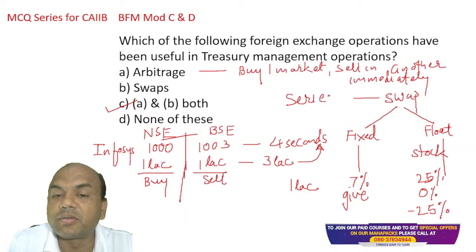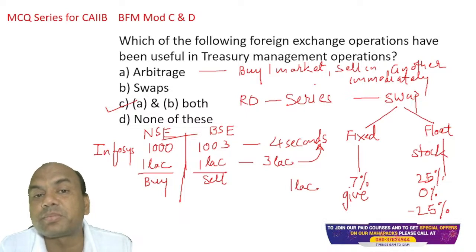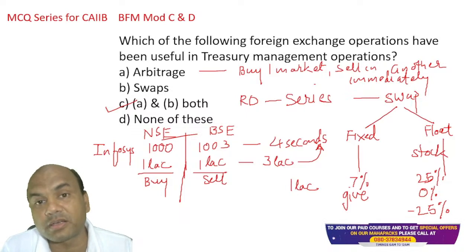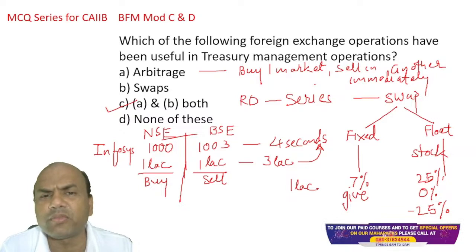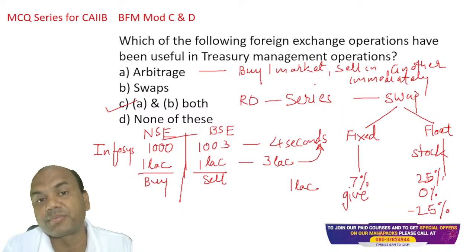Series means, example I'll give you, RD. What is RD? Recurring deposit. It is a series of payment. I'll give you 1,000 per month, and at the end of the year, you as a bank will give me whatever, 12,000 plus that interest, right? So it is an exchange of series of payment.